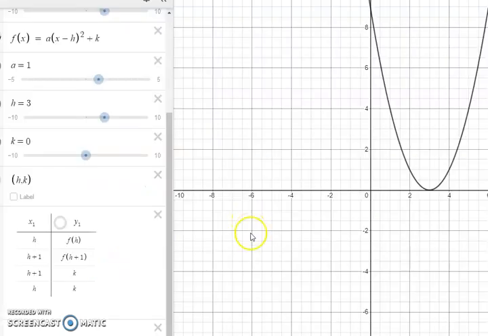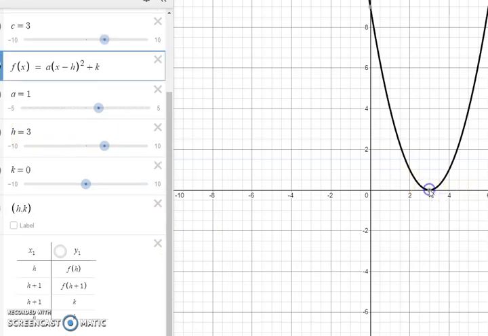Now let's look at what we just said on the graph. If we change our h to 3 and leave everything else alone, right here we have our vertex 3, 0, and going down 1, that's approximately down 1, and going down 1 gives us 1. What happens if we go up 1?